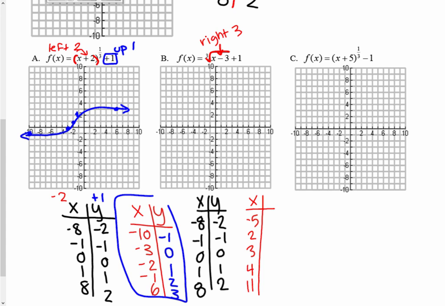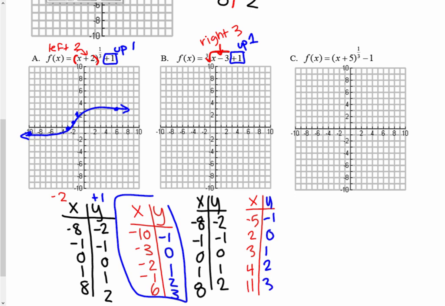For my y values then, I have a +1 on the outside again. So again, that tells me I'm going up 1. So I'm going to add 1 to all my y values. So -1, 0, 1, 2, 3.